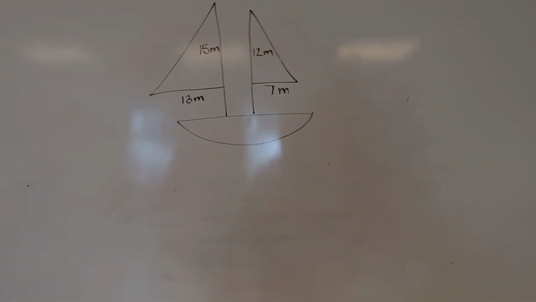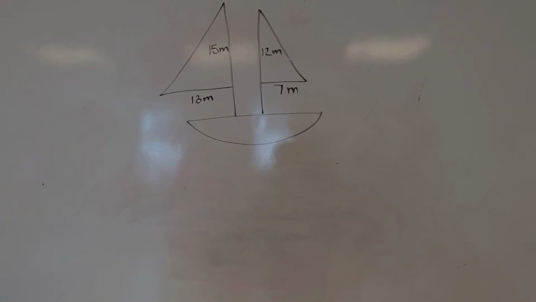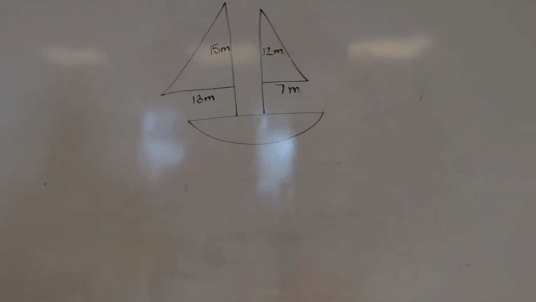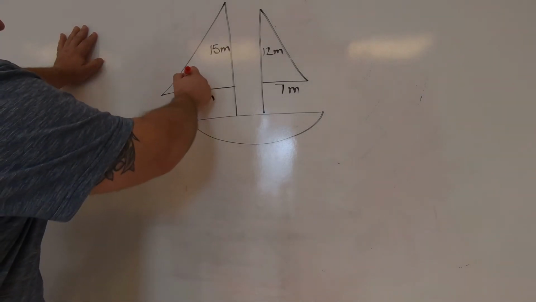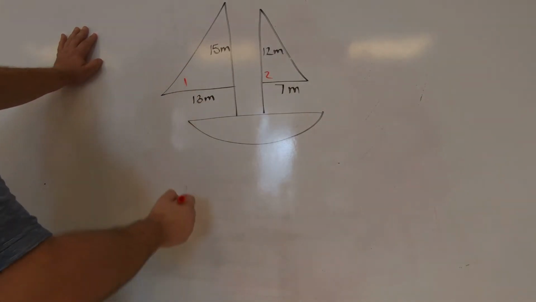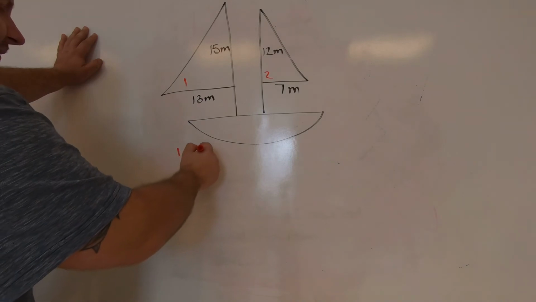So we're given a little problem here. We have a boat with two sails with two different sets of measurements, and we are being asked to find the total area of both sails. Now, there's no easy way to do this. The best thing we can do is just do two different calculations and add them together. So we're going to call this sail 1, this sail 2. It really doesn't matter. So let's start with sail 1.